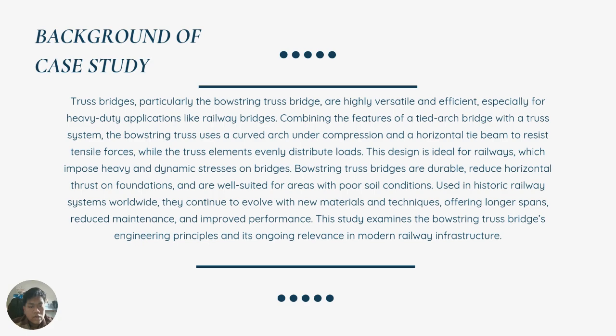Bowstring truss bridges are durable, reduce horizontal thrust on foundations, and are well suited for areas with poor soil conditions. Used in historic railway systems worldwide, they continue to evolve with new materials and techniques, offering longer spans, reduced maintenance, and improved performance. This study examines the bowstring truss bridge engineering principles and its ongoing relevance in modern railway infrastructure. Now, let's move to basic theory.